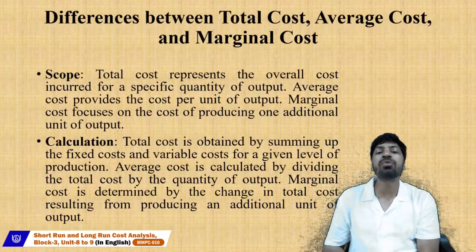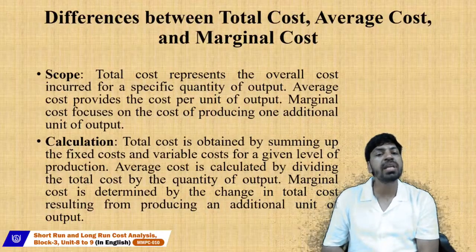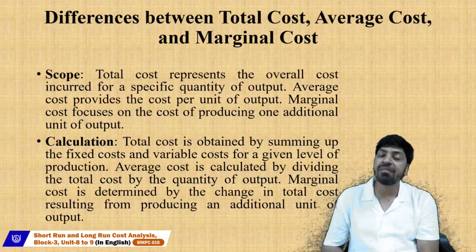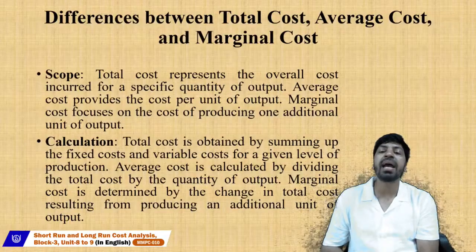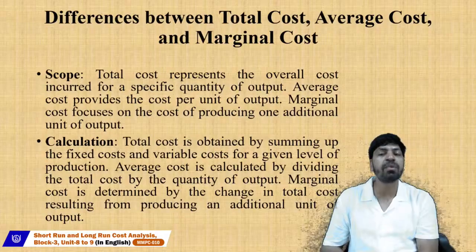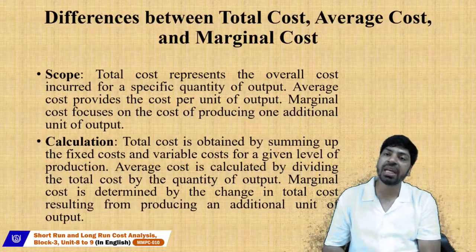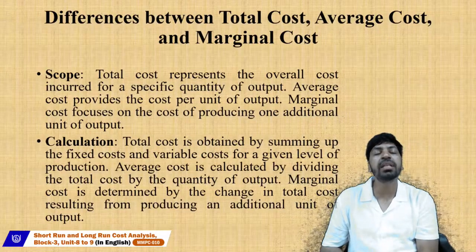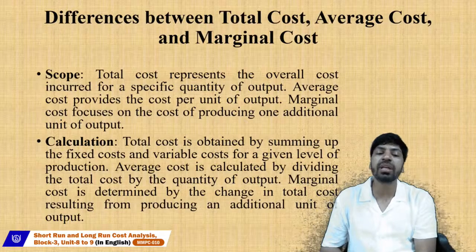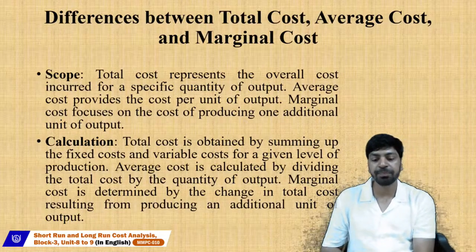As for calculation, the total cost is obtained by adding up the fixed cost and the variable cost for a given level of production. The average cost is calculated by dividing the total cost by the quantity of output or the number of units. Marginal cost is determined by the change in total cost resulting from producing any additional unit of output.